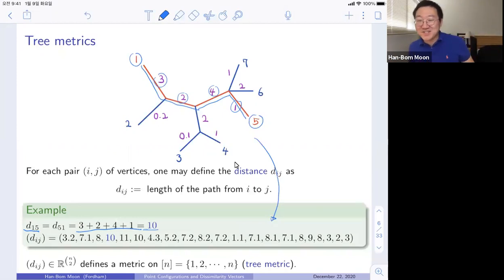Well, hopefully there is no computational mistake. I'm not sure. Okay, so this is one example, one way to define a matrix on a finite set of n points. This is called a tree matrix. But of course, this is not the only way to define a matrix on a finite set.